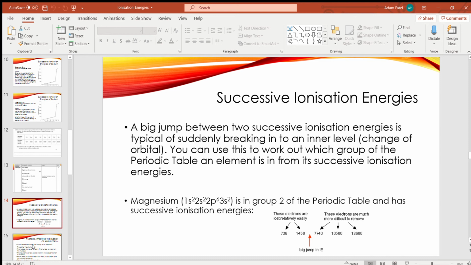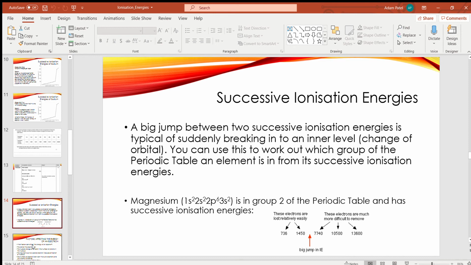So there are a lot of derivations you can make from the little amount of information that we have. 736, 1450 going to 7740: 1450 to 7740 is a huge jump, a difference of just over 6,000. Then 7740 goes to 10,500, which goes to 13,600.